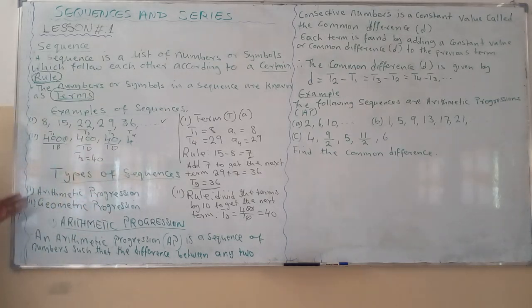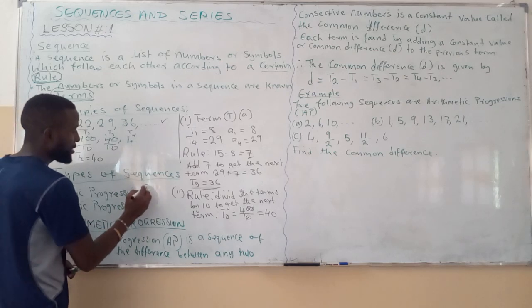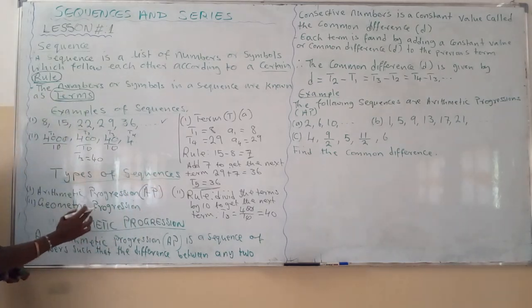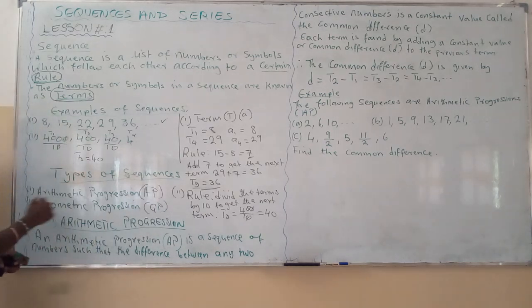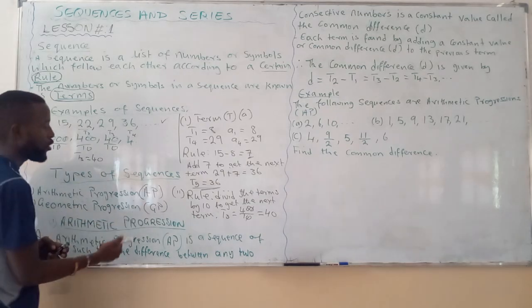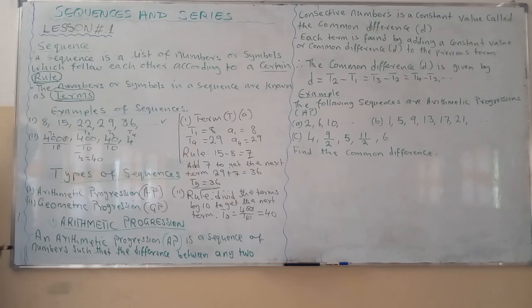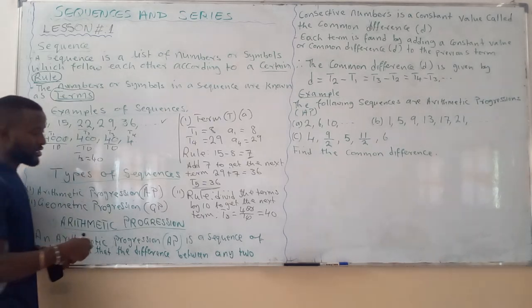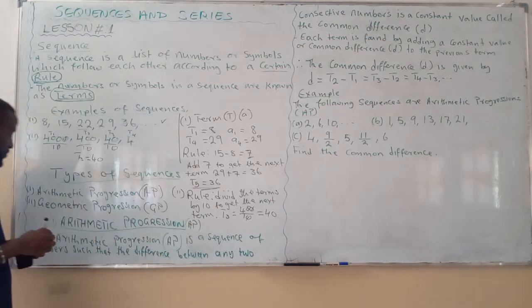Now let's look at types of sequences. Here we are going to focus mostly on arithmetic progression and geometric progression. Arithmetic progression sometimes may be called AP, and geometric progression can also be abbreviated as GP. So instead of saying geometric progression, you can just say GP, or instead of arithmetic progression, you can just say AP. So let us now focus on what we call arithmetic progression, the AP.